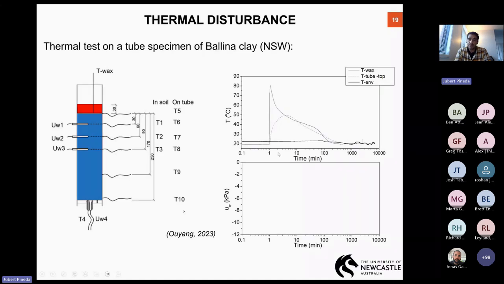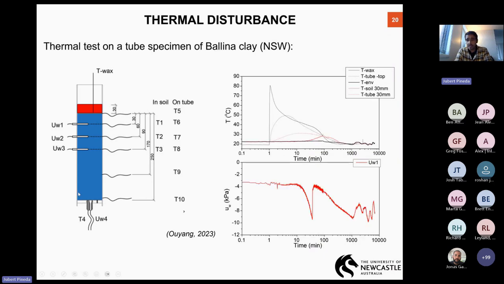And then what I'm going to show you is the evolution of pore water pressure and temperature at positions UW1, UW2, UW3, and UW4. So this is the pore pressure in red for UW1, very close to the heating source. You see that we started with initial suction as is expected, and then at some point, instead of the pore pressure going up, the pore pressure is going down. And at some point, it just goes back to the initial value suddenly, and then starts to reduce again.